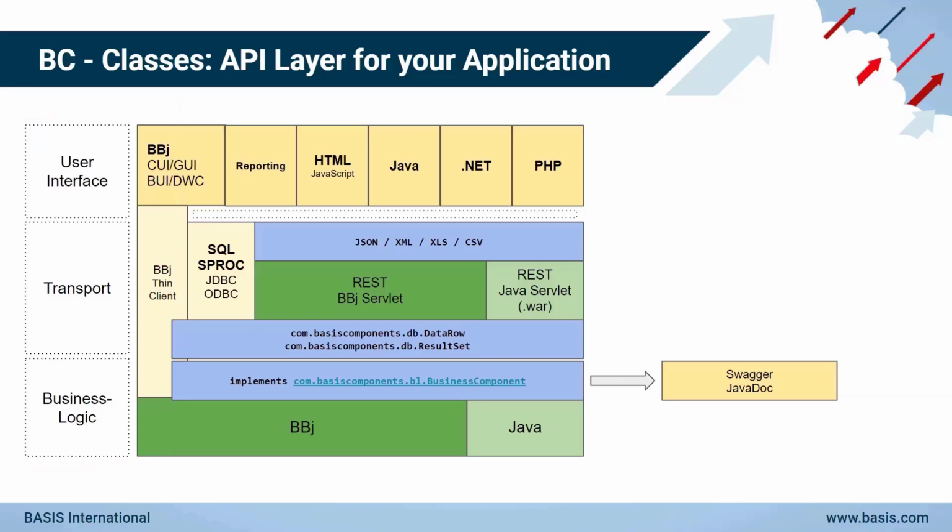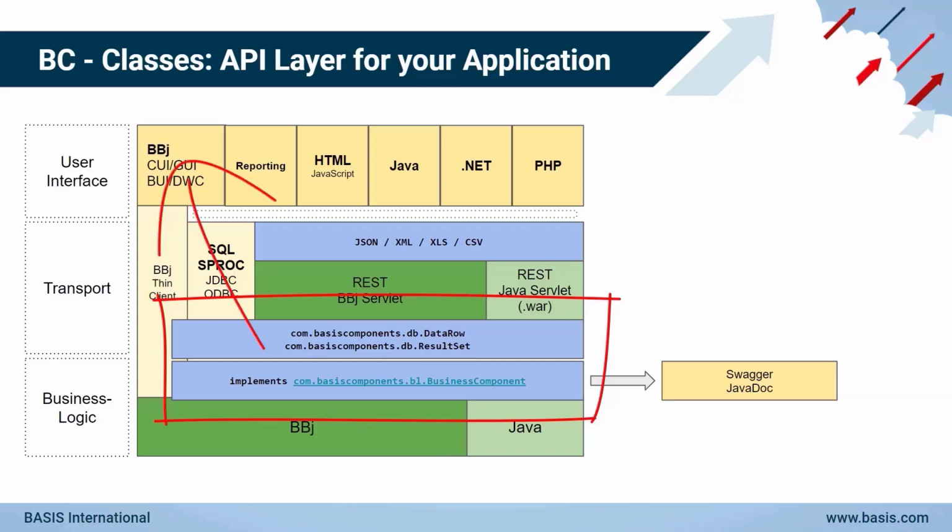After introducing the API first strategy with Basis business components, you add an API layer on top of your logic that can still serve BBJ itself, but it becomes available to other technologies like reporting and BI tools, environments for web and mobile development, and many more.